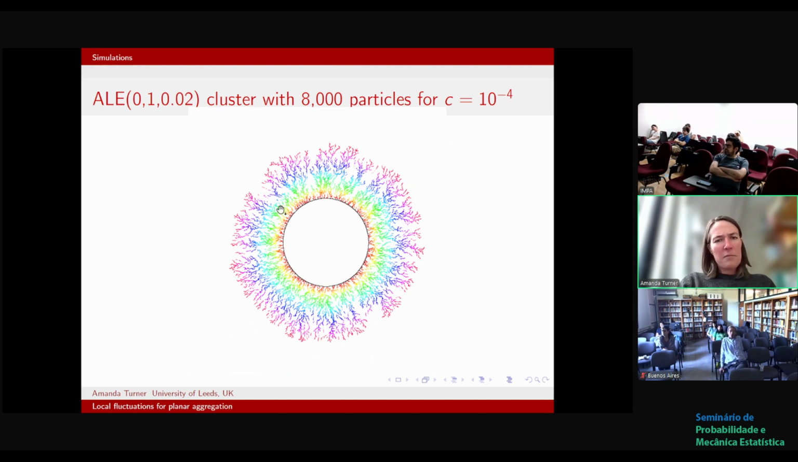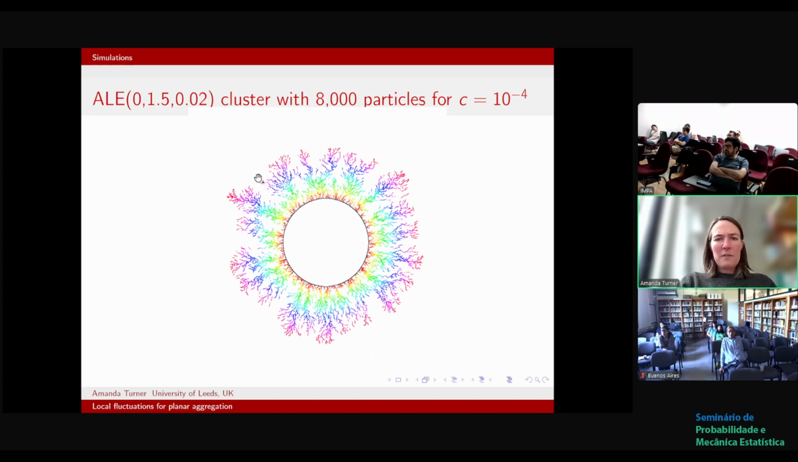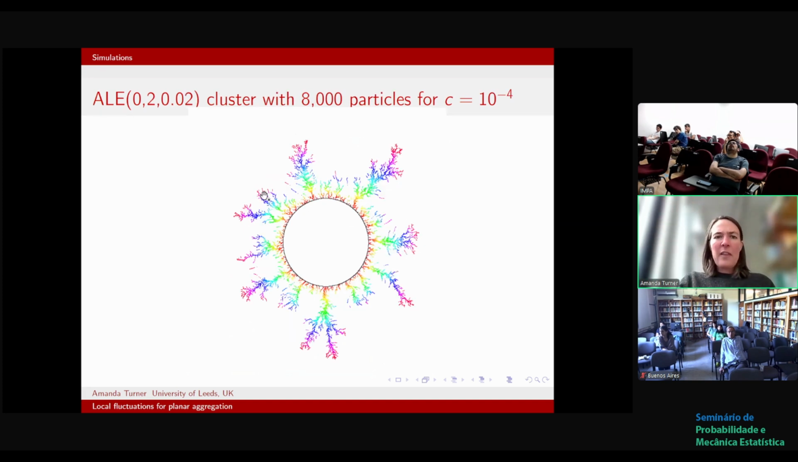It's still looking kind of round, but with slightly bigger fluctuations starting to form. At 1.5 now, it'd be hard to still think that this is a circle. Some of these fjords are getting quite big, so it really does seem to be picking some preferential directions, and there are simply parts of the cluster that it doesn't want to grow into. And then this is parameter 2, which corresponds to DLA, and now you can see it's made very clear choices of preferential directions.